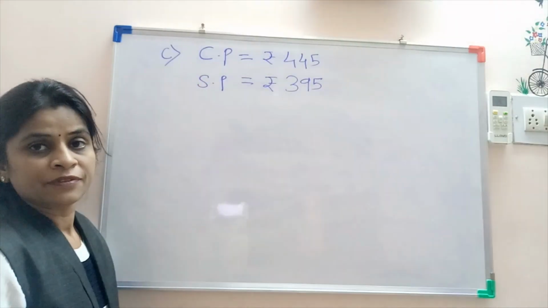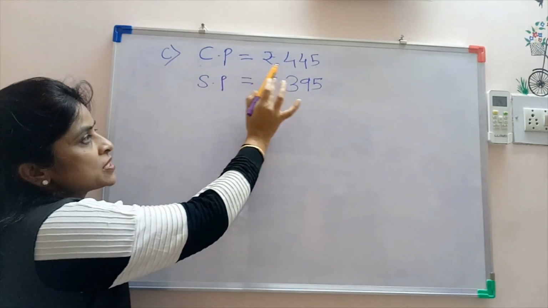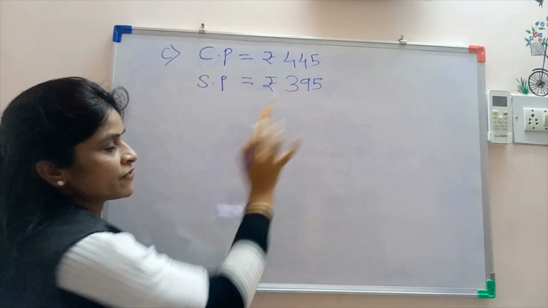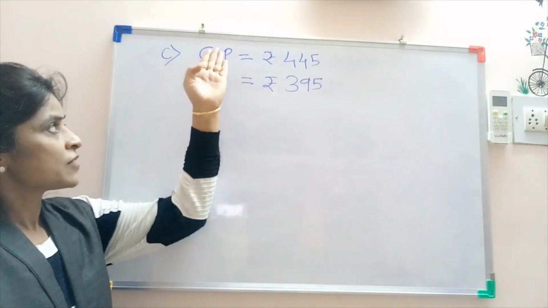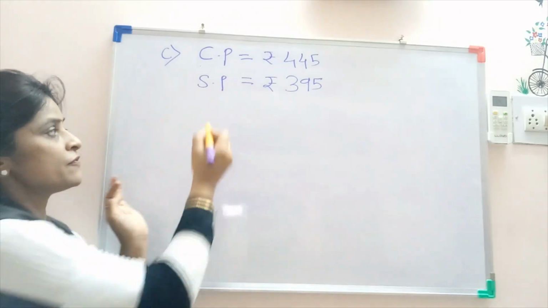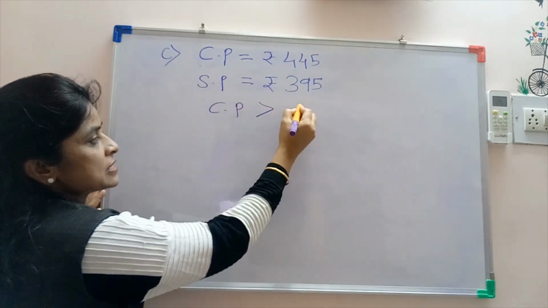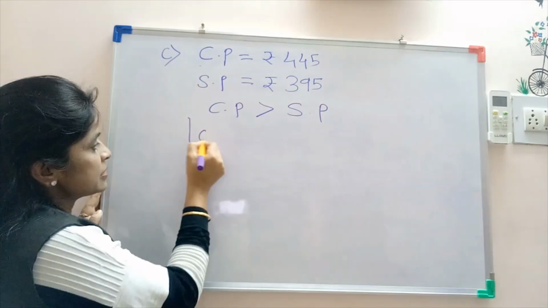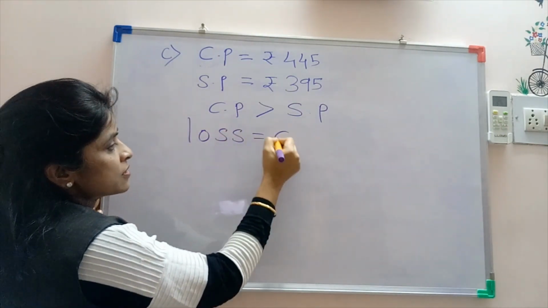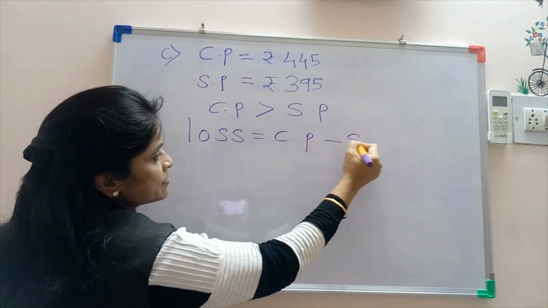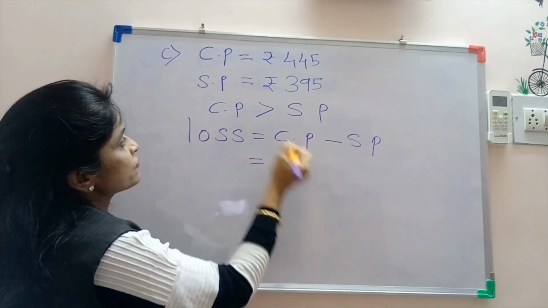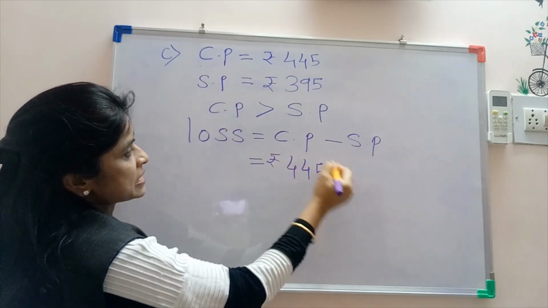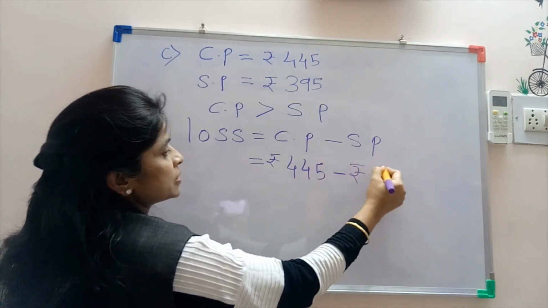Now let's see the solution. Cost price is equal to rupees 445 and selling price is equal to rupees 395. Now here cost price is greater than the selling price. If cost price is greater than the selling price, there will be loss. Loss is nothing but the difference between the cost price and selling price. So cost price is rupees 445 and selling price is rupees 395.